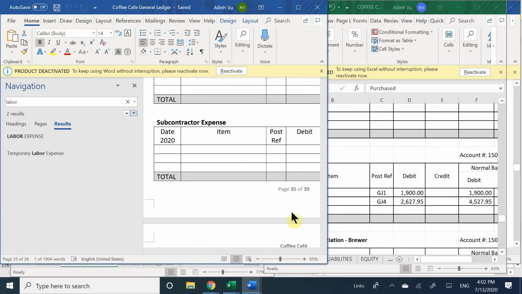Oh, okay. Well, in the general ledger, it's page 35. Bottom of page 35 in your general ledger, subcontractor expense.